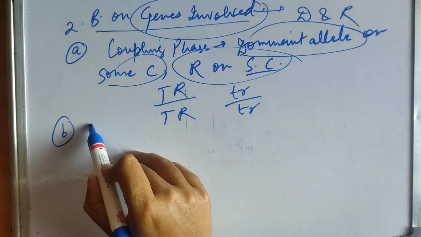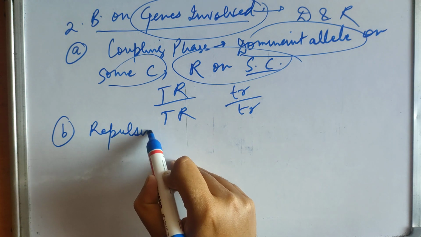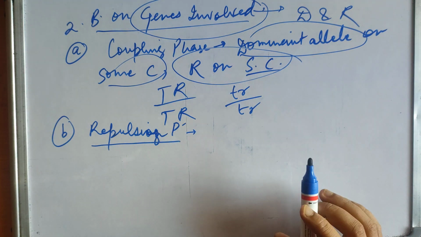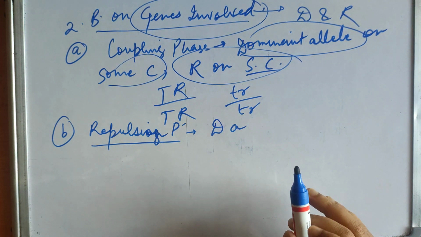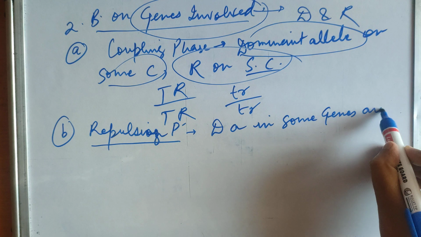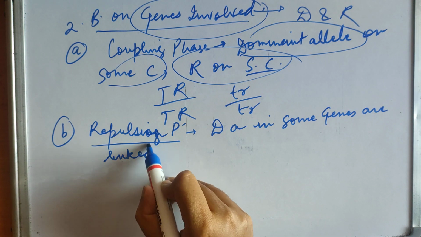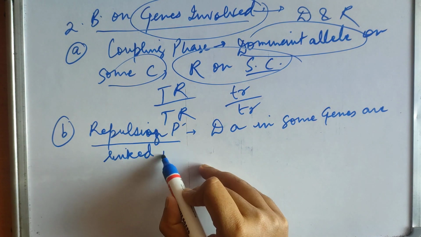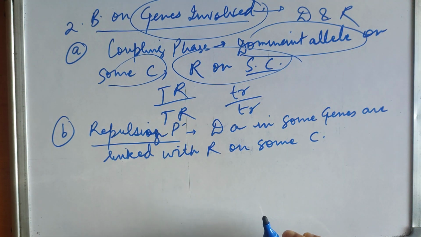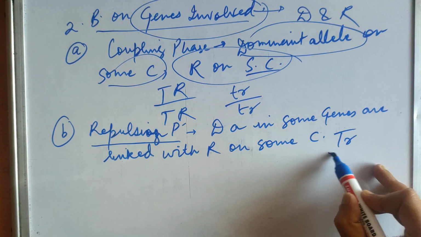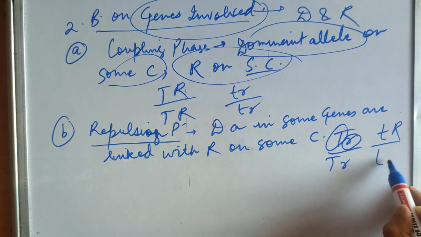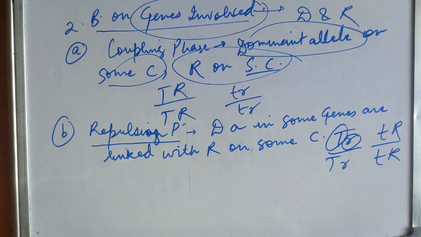Now the second one is the repulsion phase. Here the dominant allele of one gene is linked with the recessive allele of the other gene on the same chromosome, like this, T r. So this was based on genes involved.